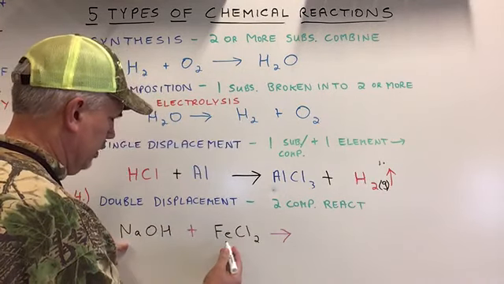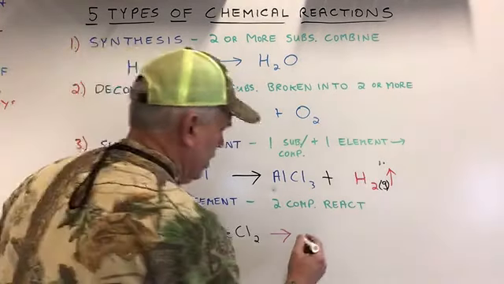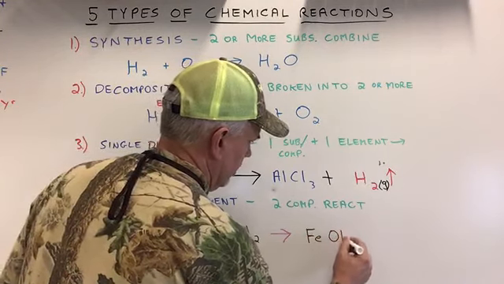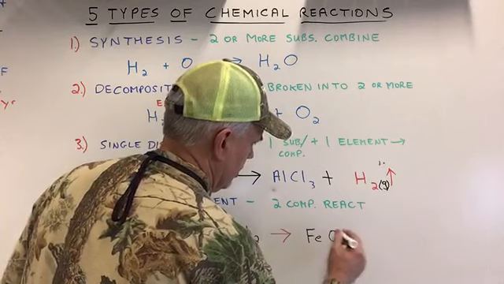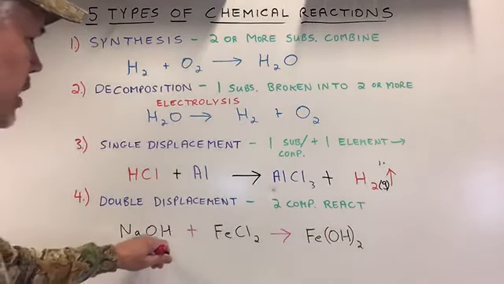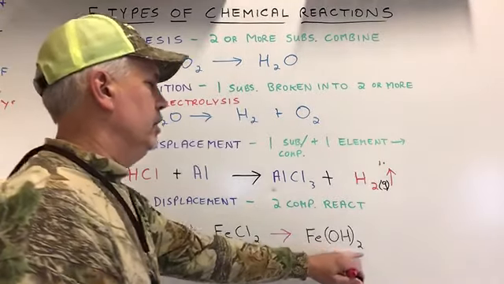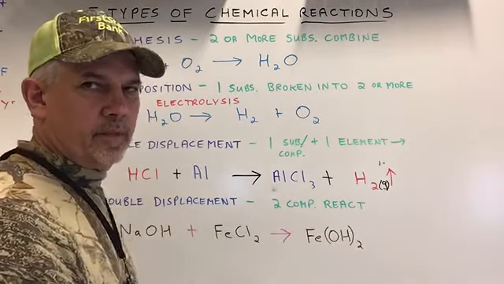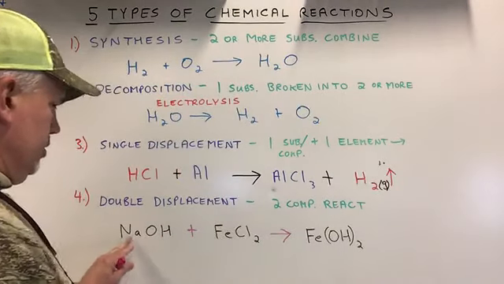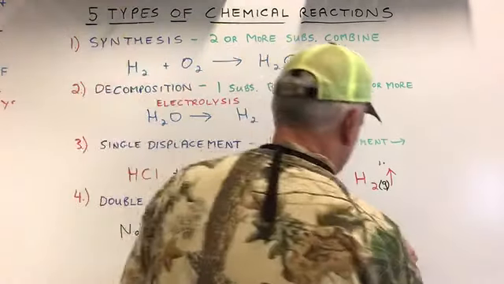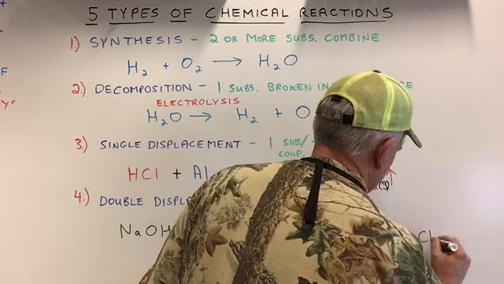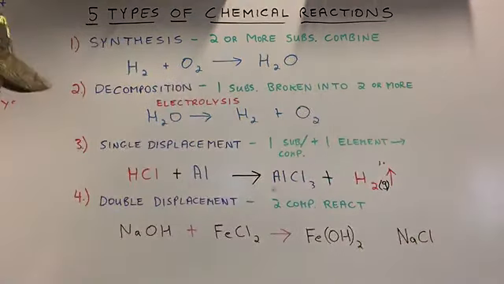So you end up with iron hydroxide. Got to have your parentheses because it's a polyatomic ion. So say you got two hydroxides there. Plus sodium chloride. And of course you're familiar with that.